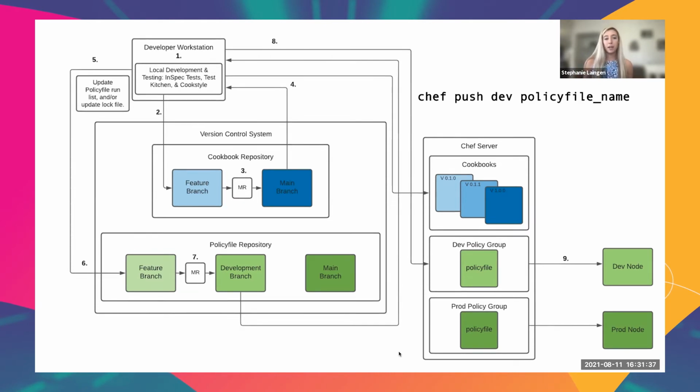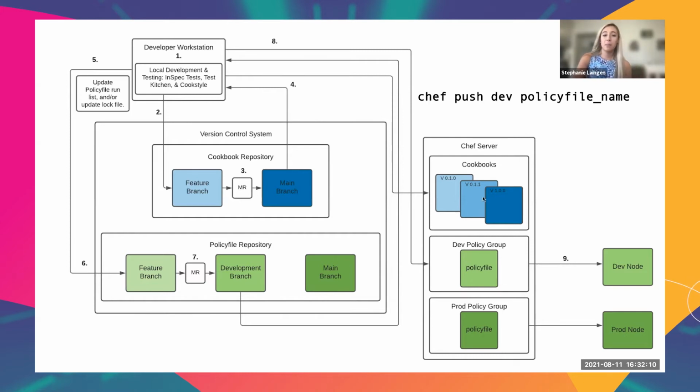The next step here, and I get that there are a lot of lines on this slide at this point, is that the developer is going to have to manually pull this code all the way up to the developer workstation, and they're going to have to manually run the command chef push dev policy file name. In this case, they're going to push up whatever policy files have a new cookbook version in them, basically a modified run list, and they're going to push them to the dev policy group.